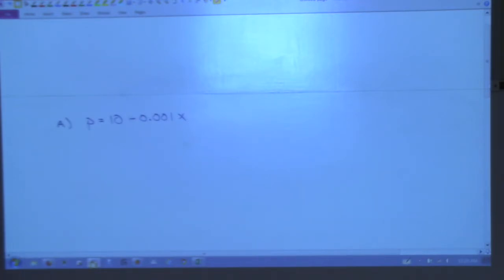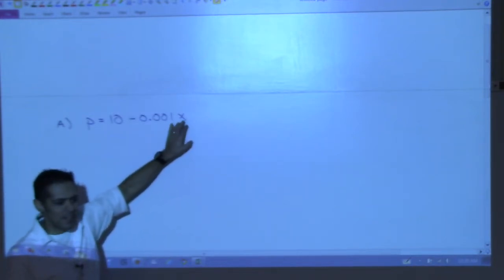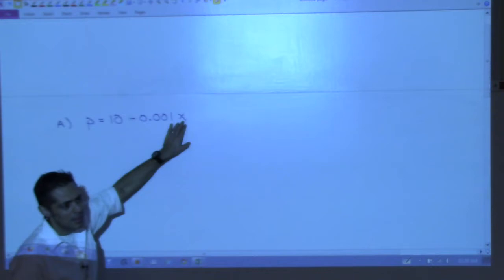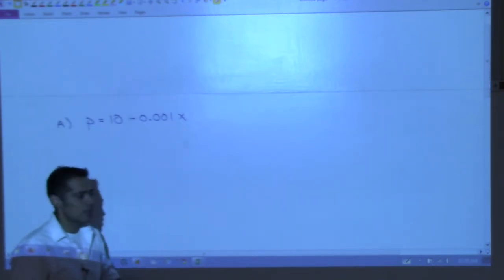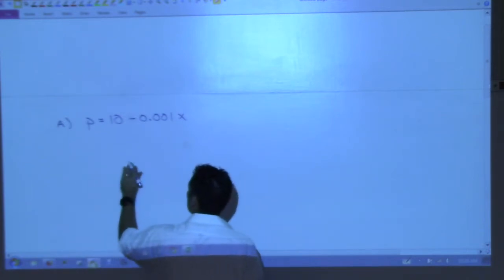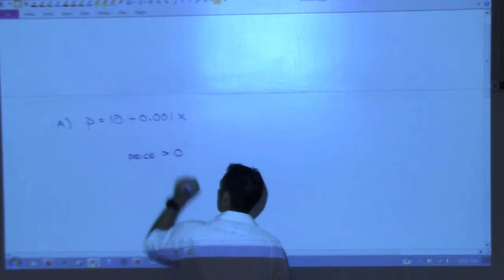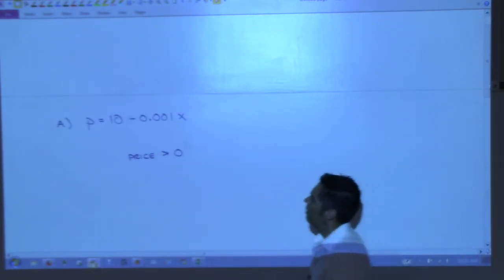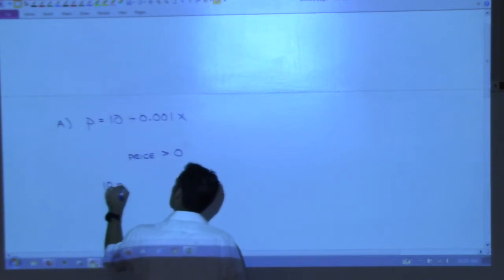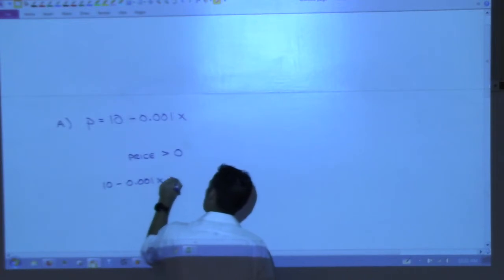So when we say domain, what we're saying is, do we have any restrictions on what this x can be? Like, is it possible to have that x be negative? What are the restrictions? So all we do is start with the idea that the price must be greater than 0. Agreed? And that means that 10 minus 0.001x must be greater than 0.